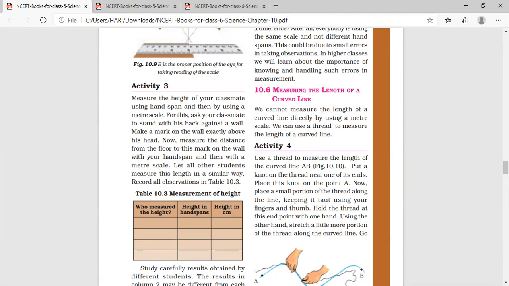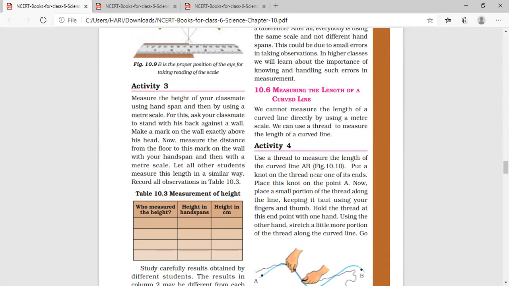We cannot measure the length of a curved line directly by using a meter scale. We can use a thread to measure the length of the curved line. As the curved line does not have a straight edge, we cannot measure the length using the scale. For measuring the length of the curved line, we have to use a thread. How to use a thread to measure the length of the curved line, we will see with the help of an activity. Use a thread to measure the length of the curved line AB.